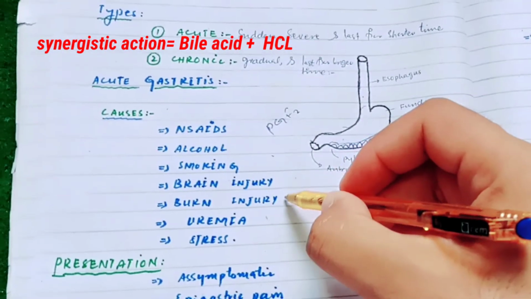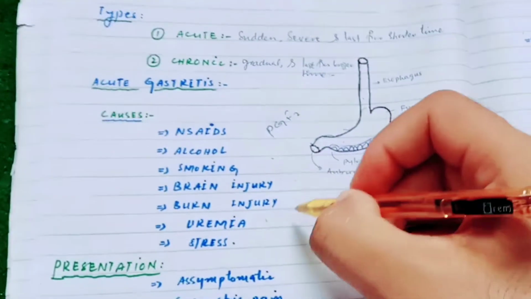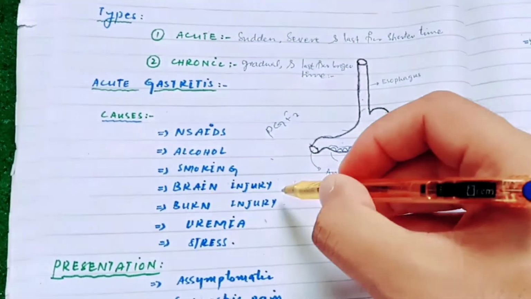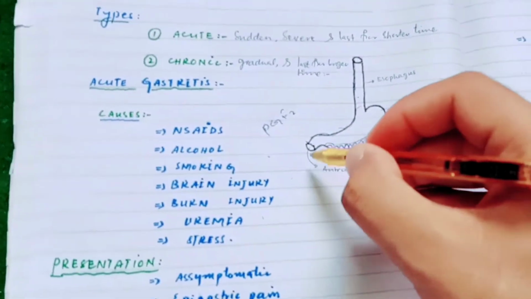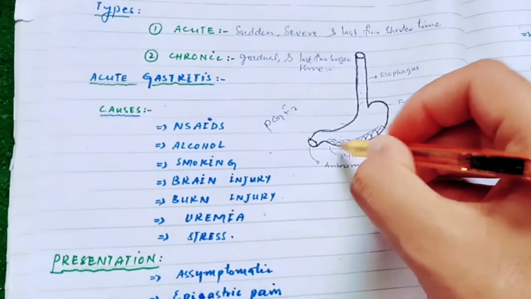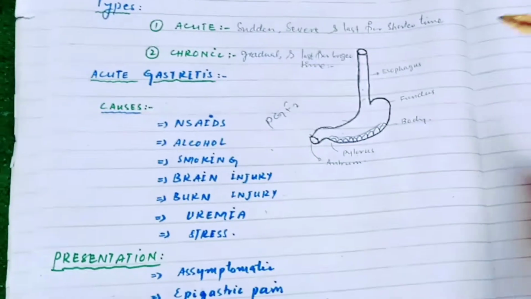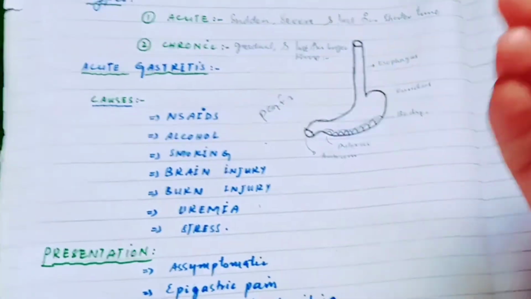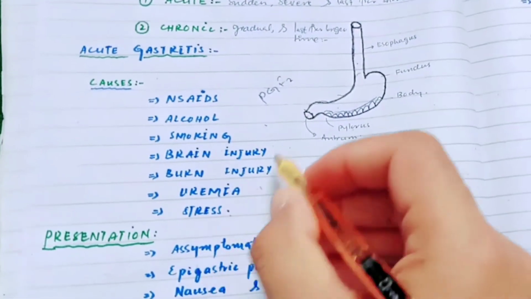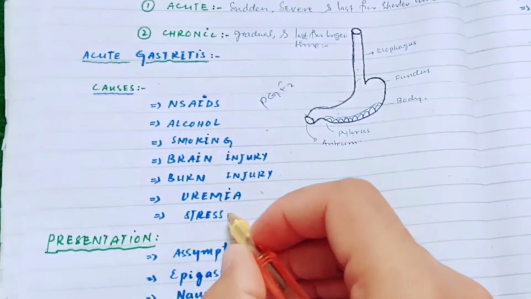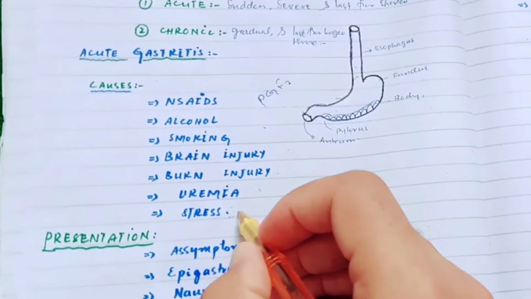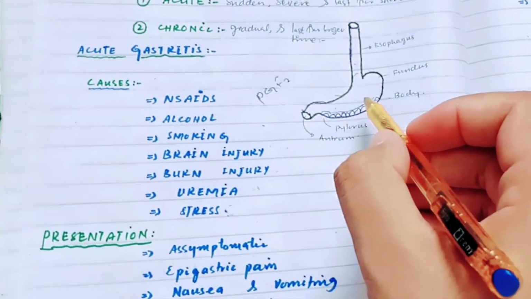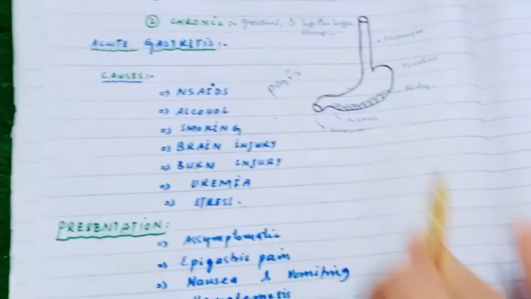The other causes are brain injury and burn injury. Both of these cause stress, and due to stress the blood flow to the stomach decreases, and there is decreased oxygenation, therefore making the stomach mucosa more prone to acidic inflammation. And uremia also causes gastritis, but the mechanism of how it causes gastritis is unknown. In stress, which I have discussed here in brain injury and burn injury, the stress decreases blood flow and oxygenation to the stomach, therefore making it prone to be inflamed by the stomach acid.